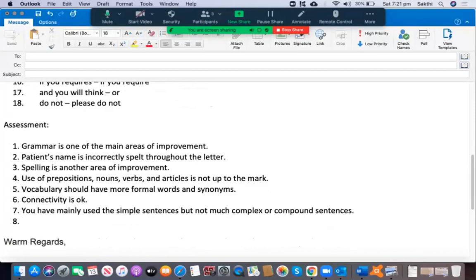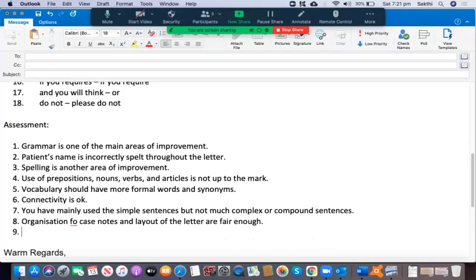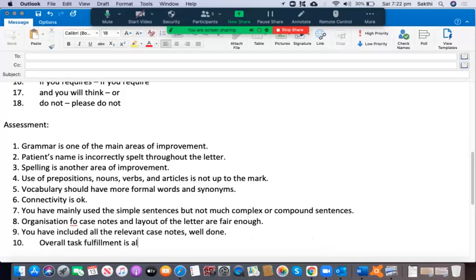You were able to expand all the abbreviations, which is good. I'm very happy with that. Organization of case notes and layout of the letter are fair enough. They are fine, okay? You have included all the relevant case notes. Well done. You have done a good job. I'm happy with that. Overall, task fulfillment is also fine, okay? All right.